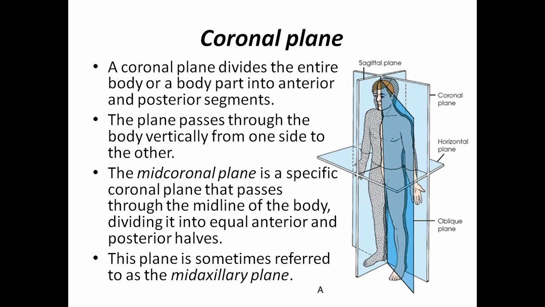The next plane is the coronal plane. This is the plane that divides the body into anterior and posterior, two segments. This plane also passes through a vertical line along the side of the patient. If it is called the mid coronal plane, it divides the body equally into anterior and posterior. Sometimes we also refer to it as the axillary plane or mid axillary plane.